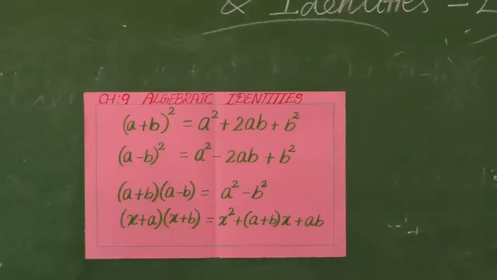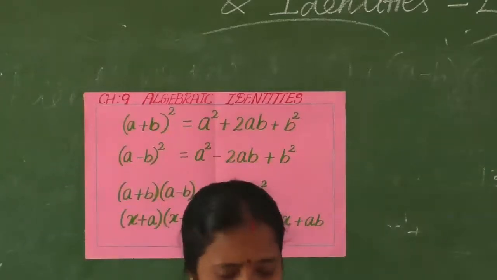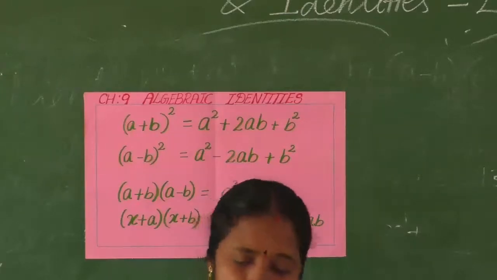Based on these identities, that means using these identities only, we are going to see in our next exercise sums. Okay, 9.5 sums. Now, the 9.4 based worksheet will come. You have to practice side by side, and complete your classwork also.